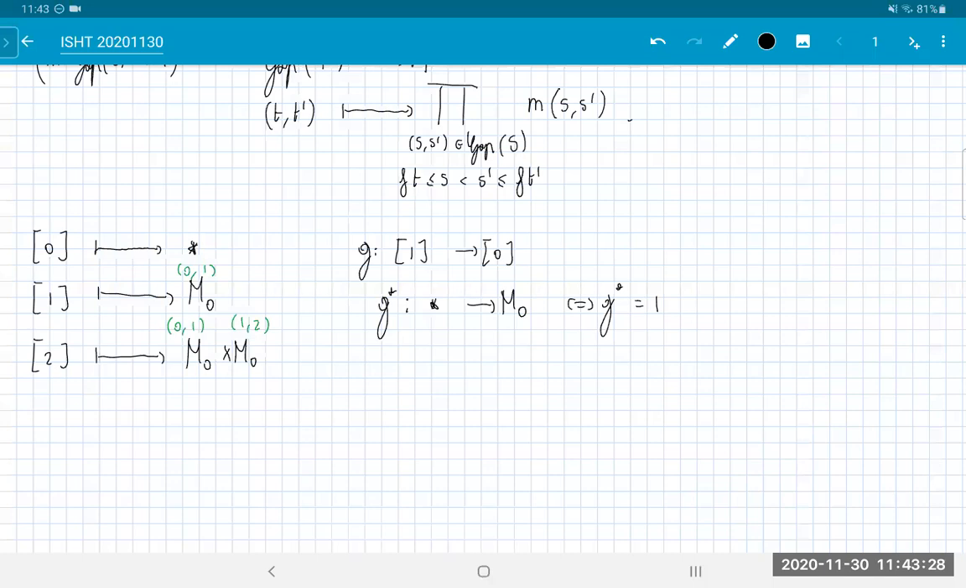And then, for example, I have a map from one to two that sends zero to zero and one to two. And this corresponds to the map M0 times M0. Remember, this multiplies all elements that lie inside the gap. So this is M1, M2 sent to M1 times M2. It's just a product.